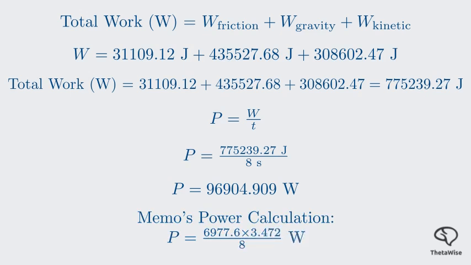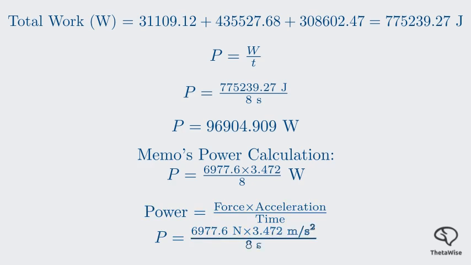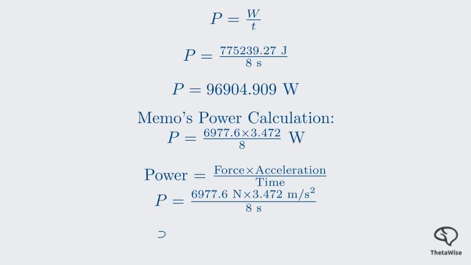Let's break this down. The value 6977.6 is the engine force, and 3.472 is the acceleration. Multiplying force by acceleration doesn't give work. It appears the memo has made a mistake here. The correct formula is work over time, or alternatively, force times average velocity. Let's recheck the memo. It seems to have incorrectly combined terms from the kinematic and work formulas. Let's stick with the correct method, P equals W over T, and verify our total work.